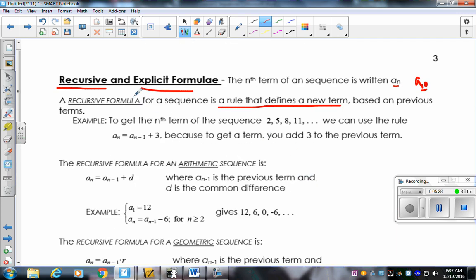The recursive formula is not really a formula. I kind of don't like that word because we're not plugging things in to simplify. All it does is it gives us information. It's kind of like a wealth of knowledge. All right, so let's take a look.